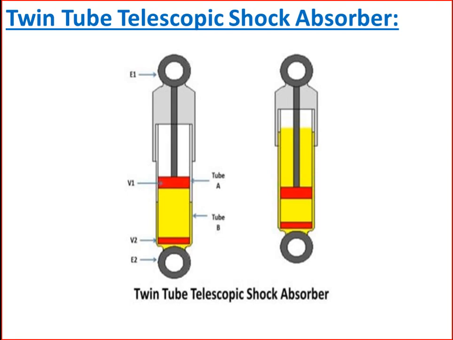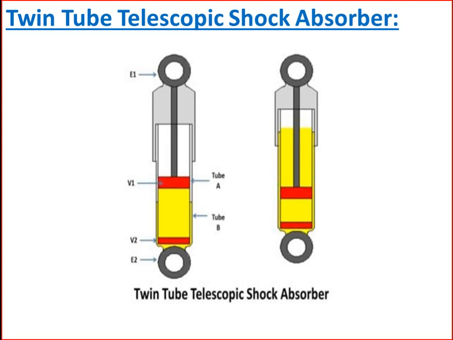and V2. This will pressurize the valves V1 and V2, thus the oil starts to move from the upper side of the valve assembly through valve V1, and also some oil moves into the annular space between tube A and B through valve V2. This process converts all the vibration energy into fluid friction and absorbs shocks.